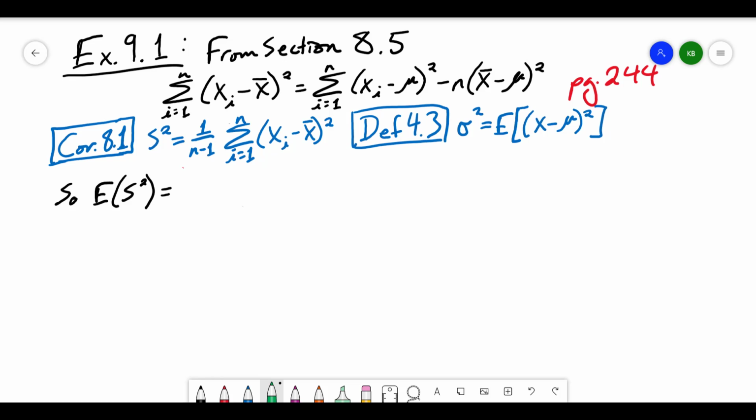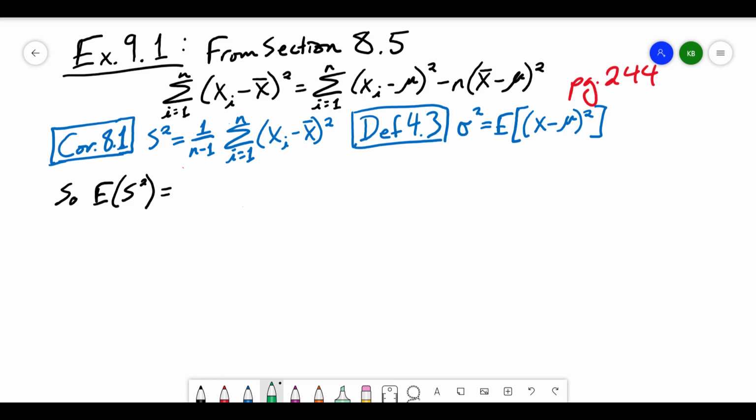Now, you can find this on page 244 if you want, where they actually showed that those two things are equal. You don't actually have to dig into that too much though. Example 9.1, we're just going to use that. And really, we're just allowed to use it because we saw it in section 8.5. And again, if you want to dig into it, it's there on page 244.